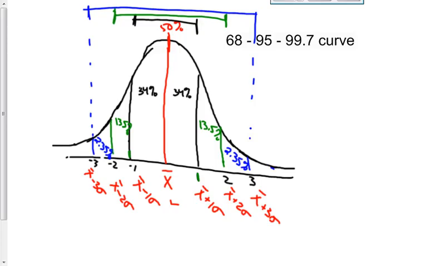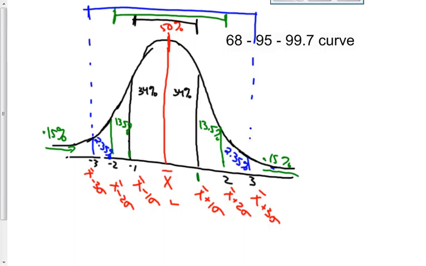Now that leaves us the little teeny piece of the tail of the graph that's way over here and way over here. Well, we've used up 99.7% of our curve so far. That leaves 0.3% of the curve left. And if you divide 0.3 in half, those are the two little leftovers. So I've got 0.15% left and 0.15% left. That's the little teeny piece on the very far left and far right.